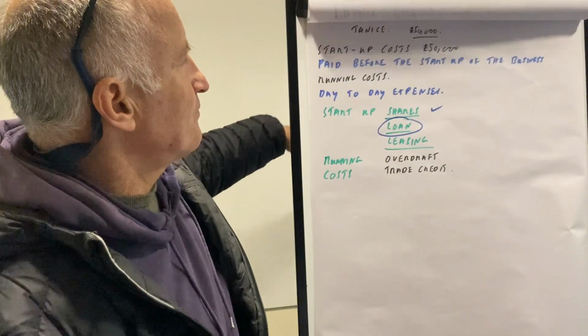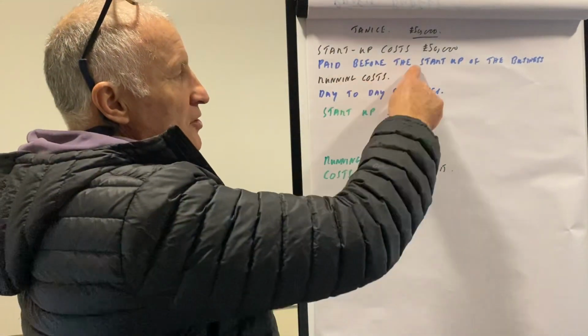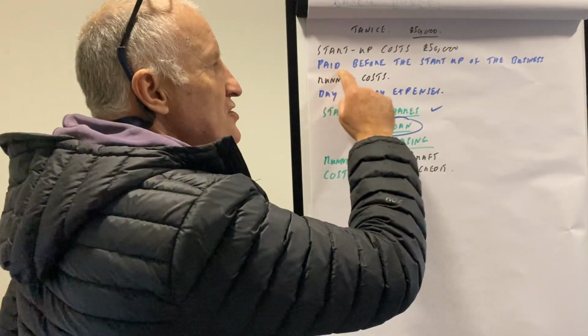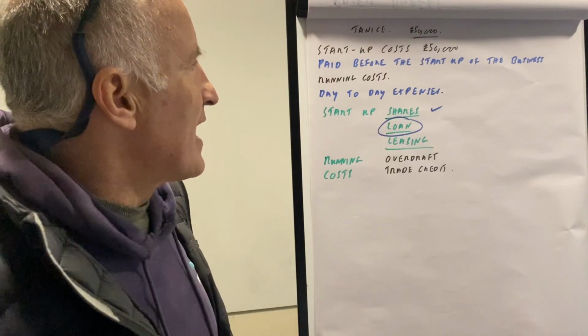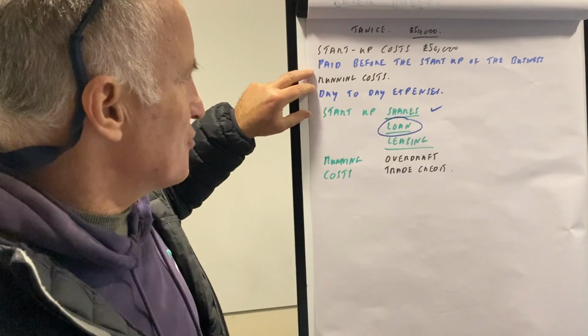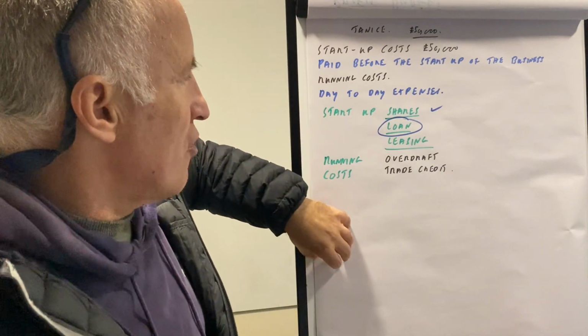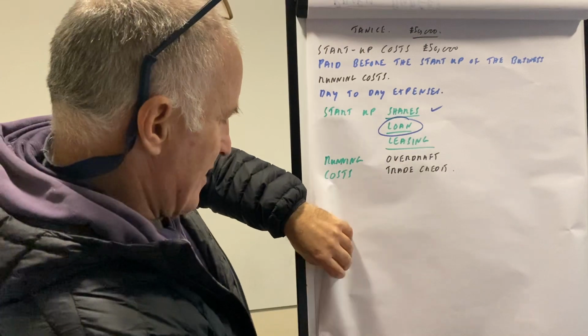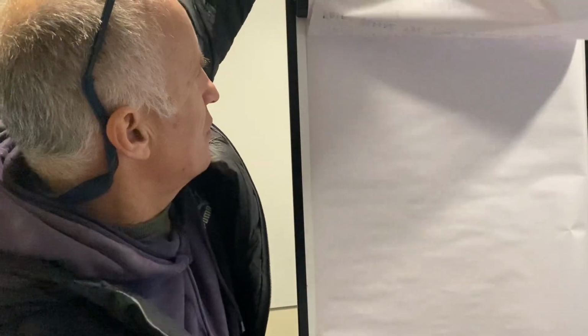Okay, up here, start-up costs, running costs. How do you finance start-up costs, which are the basis of the start of a business? You finance them by having a loan or shares, which are the two ways of doing it. Running costs, overdraft or trade credit on there. And then we moved on to, that is the end.